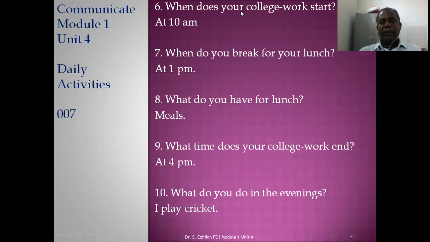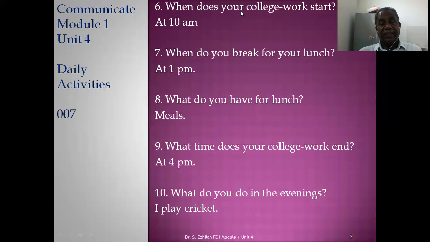Now, 10th one, what do you do in the evenings? They're asking, after college hours, what do you do? All present tense only. So what do you do in the evenings? I play cricket. If you play cricket, you respond to the question, I play cricket. If you play any other games, then you can change the game. For example, what do you do in the evenings? I play cricket. What do you do in the evenings? I play football, volleyball, shuttlecock, kabaddi, or any other game.